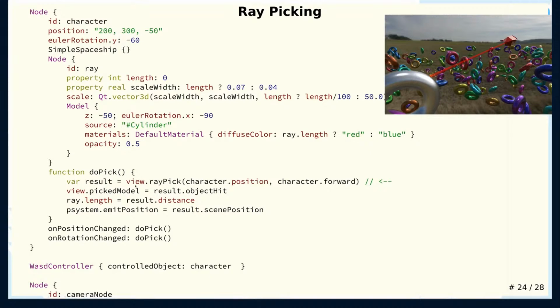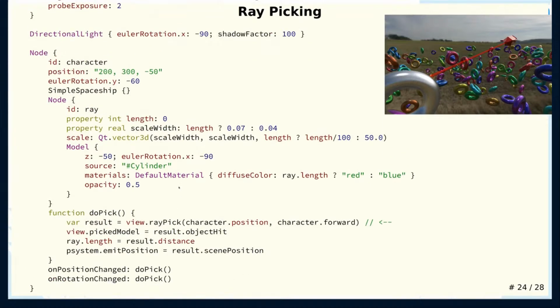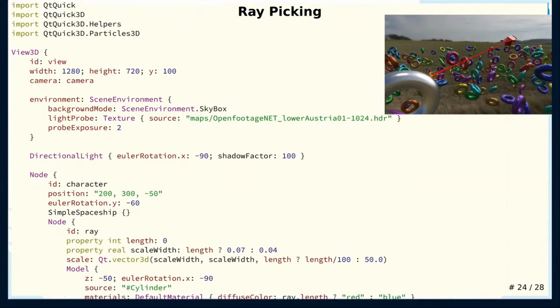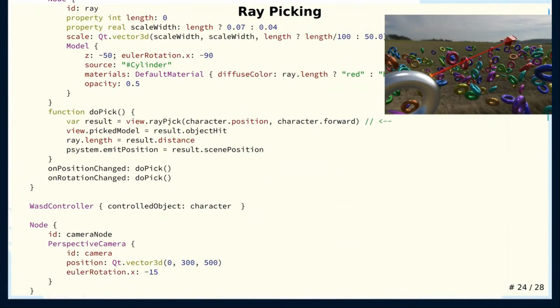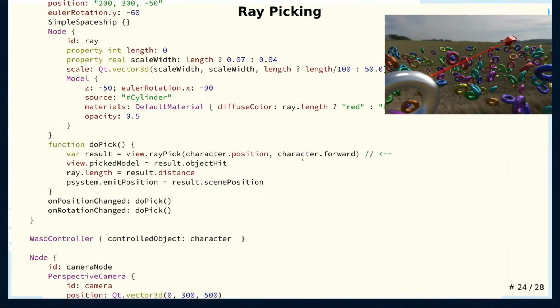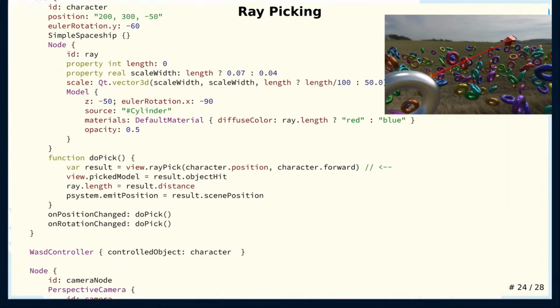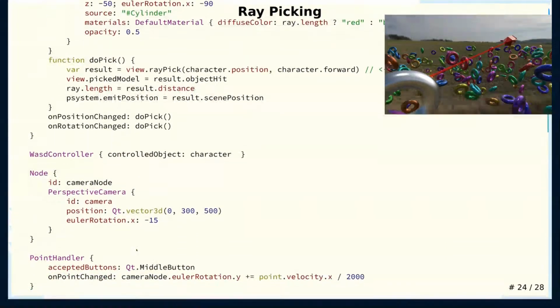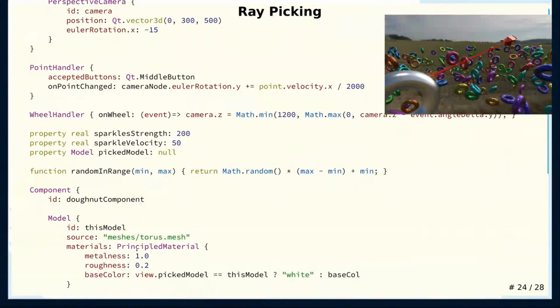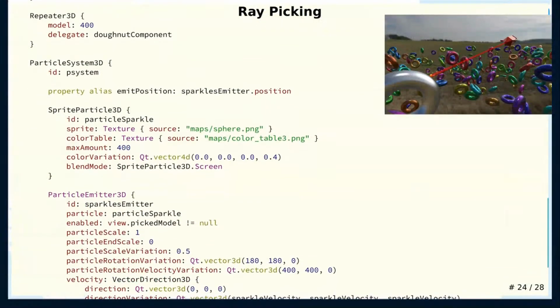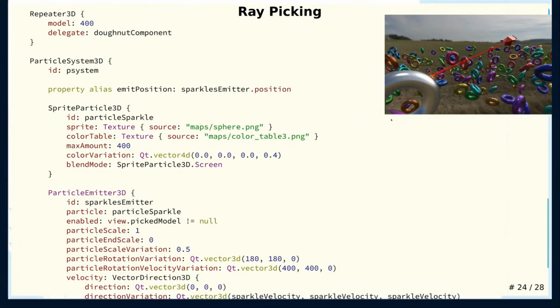So in QML, you can call this view as the View 3D, declared at the top. And you can call this ray pick function, giving the position and a direction vector, and it will tell you the first object that you hit. And so we find that, and we measure the distance to that object, and then we set the length of the ray, which is actually just a cylinder, to that distance. And then we have a particle system that's emitting particles at that position as well. So that's why you see that.